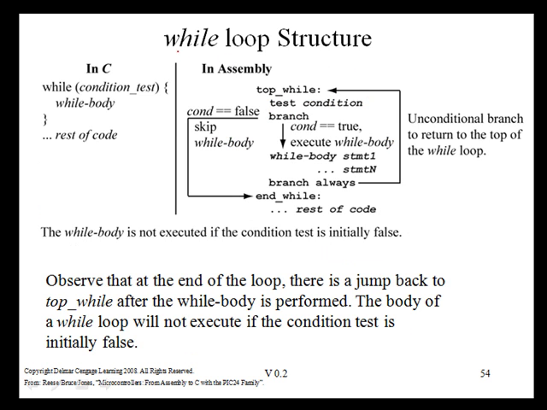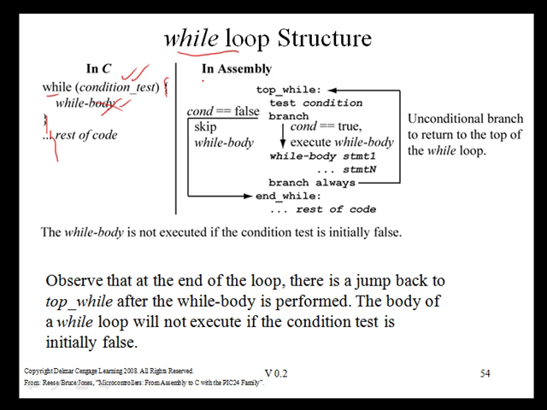The first loop structure we'll look at is a while loop structure. A while loop is written like this: while some condition is true, execute the while body. The while body is followed by the rest of the code. Brackets are used here to enclose the while body. Note that if this condition test is false initially, the while body is never executed.